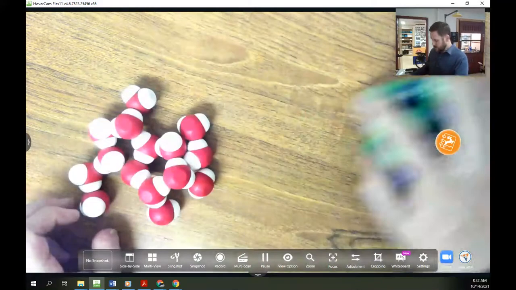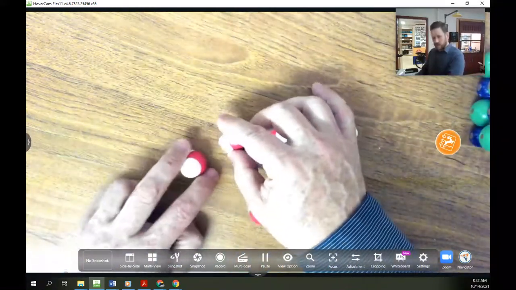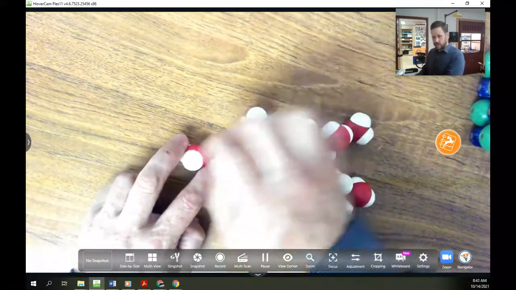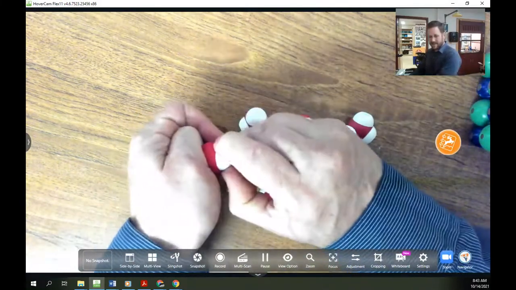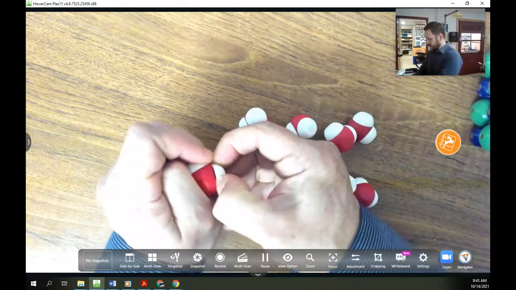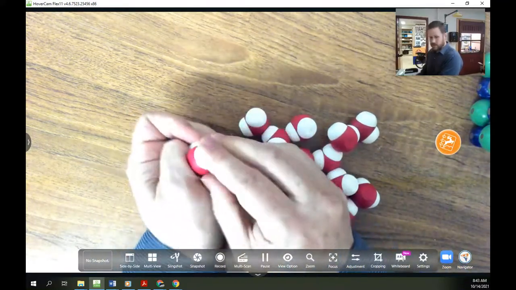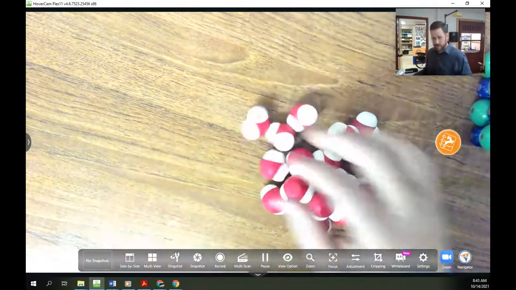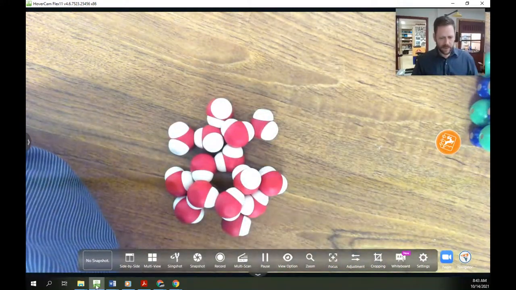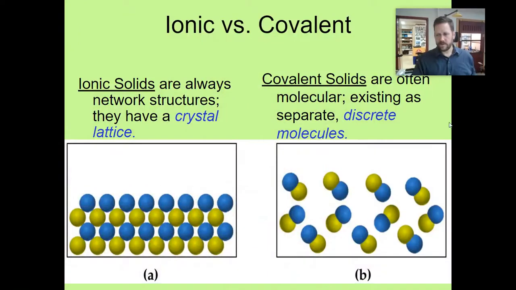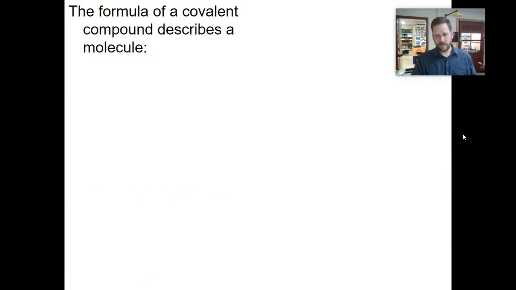These intermolecular forces we'll be studying in Unit 3 must be distinguished from the intramolecular forces, which are really the bonds. I don't know if I can break these apart, but that would be an intramolecular force. That's not what this model is designed to show. So let me go back to the slides and finish up making that distinction.